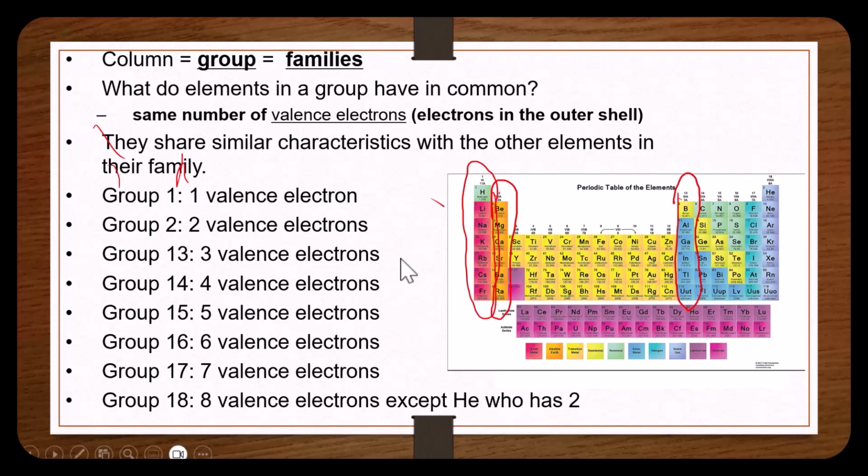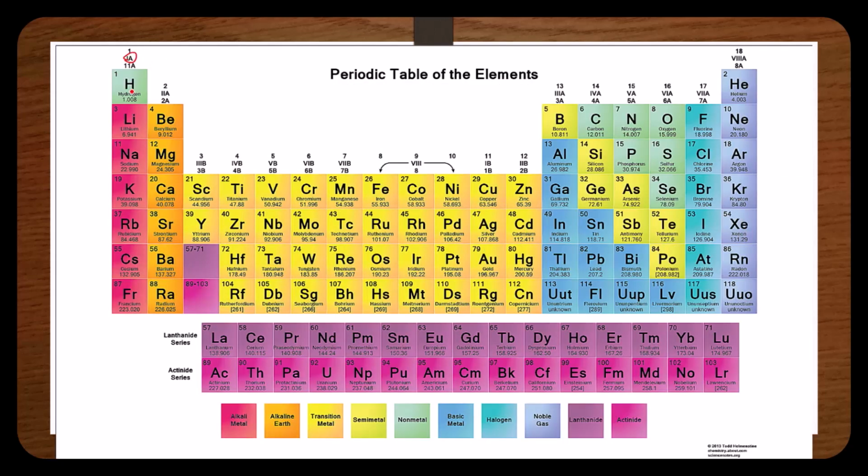Let's look at a bigger picture of this table so you can see what I'm talking about. So right here you can see that it's 1A, 2A, 3A, and so on. So those would directly correspond to valence shell electrons.